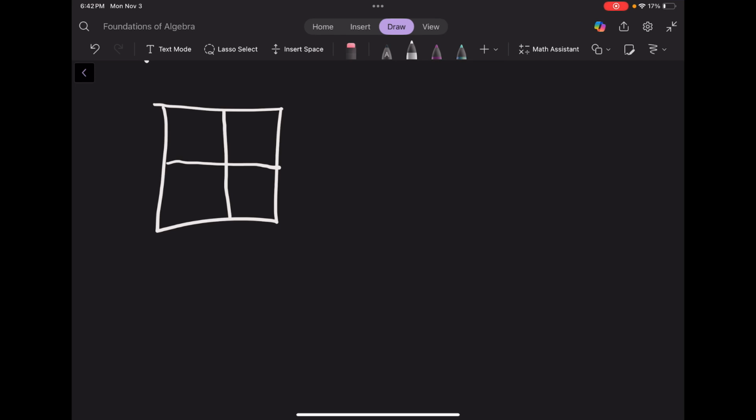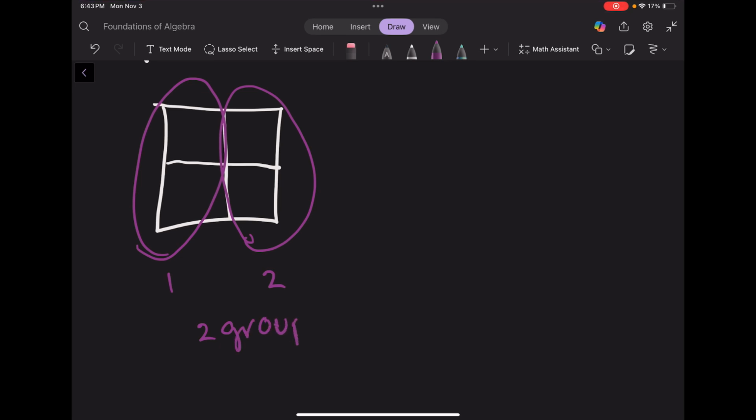But if I were to make groups of 2, how many groups would I have? So here's one group of 2, and here's another group of 2. So I have 2 groups. And this is the same thing as 4 divided by 2 equals 2.